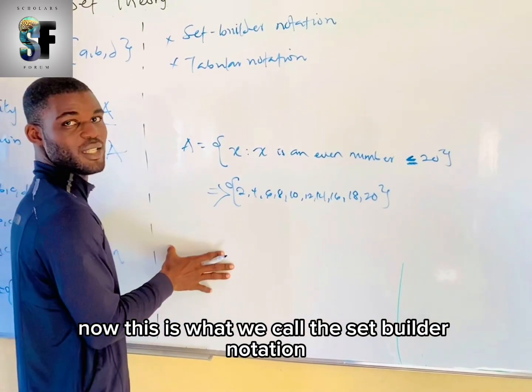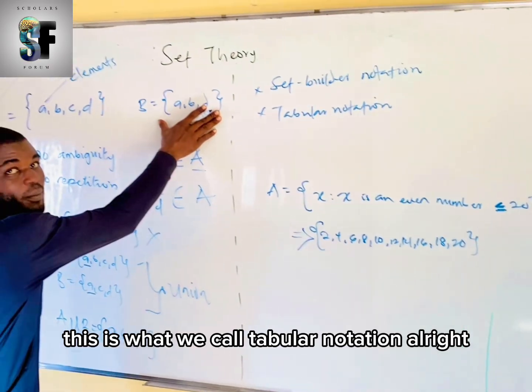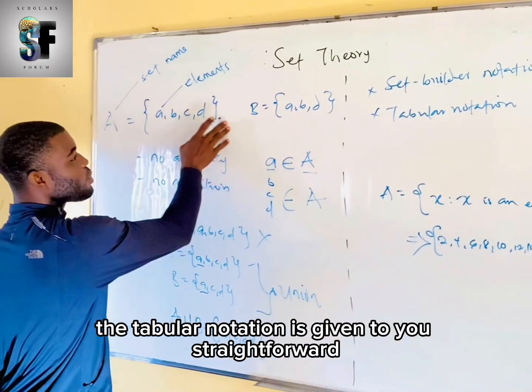Now this is what we call the set builder notation. Now the tabular notation, this is what we call tabular notation. The tabular notation is given to you straightforward.